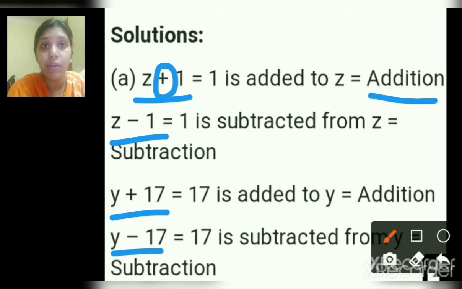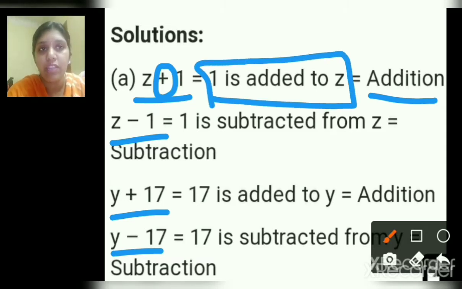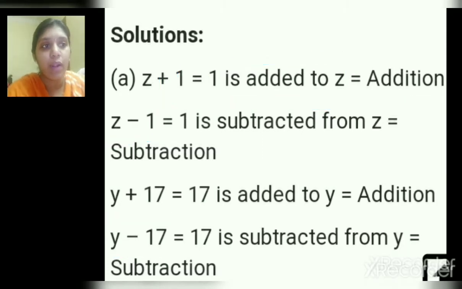Now we have to tell how the expression has been formed. So z plus 1, what happened here? 1 has been added to z. So 1 is added to z and the operation used is addition. Clear? Now next one, z minus 1.